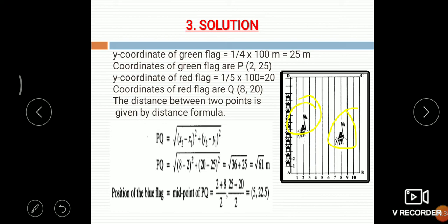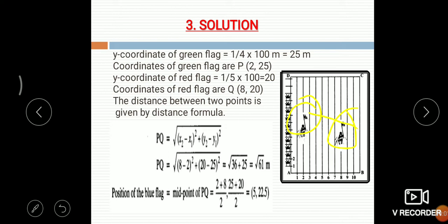Now, because we have to find the distance between these 2 flags, of course we use the distance formula, which we have done in our first exercise. Using the distance formula, square root of (x2 minus x1) whole square plus (y2 minus y1) whole square, I got PQ is equal to root 61 meter. So this was our first part, to calculate the distance between the 2 flags.